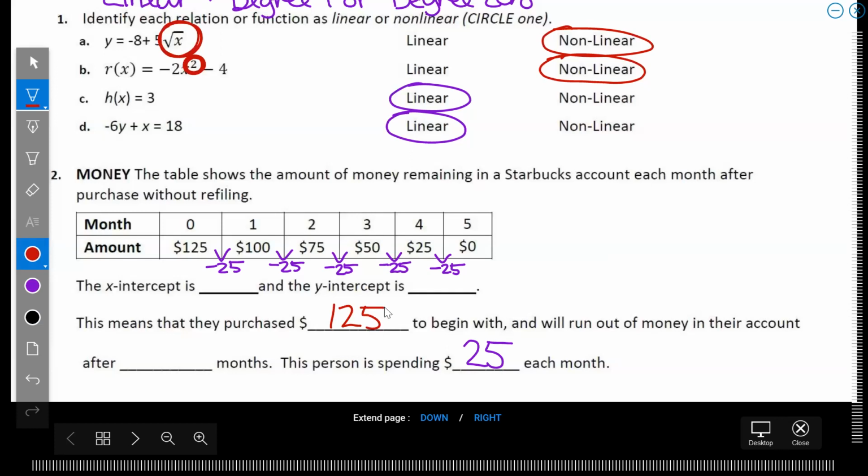Where do you see a starting amount on a graph? Yep. Y-intercept. So that y-intercept is (0, 125). The y-intercept is always going to be the initial amount, or the starting amount.